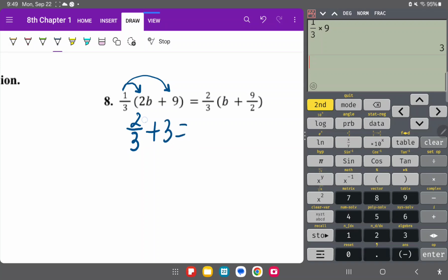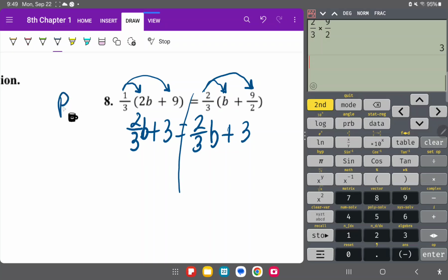All right. Oh, I forgot my b again. Sorry about that. And then 2/3 times b is 2/3 b. And then what is 2/3 times 9/2? Use your calculator. 2/3 times 9/2. That gives me just plain old 3. All right. I forgot my line again. Sorry about that. So we did the parentheses.